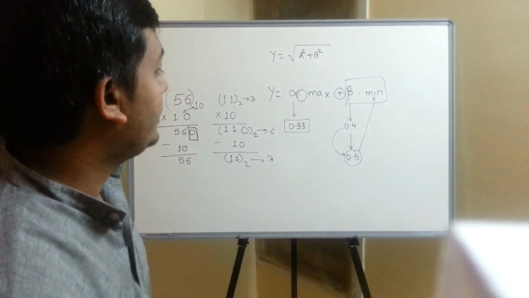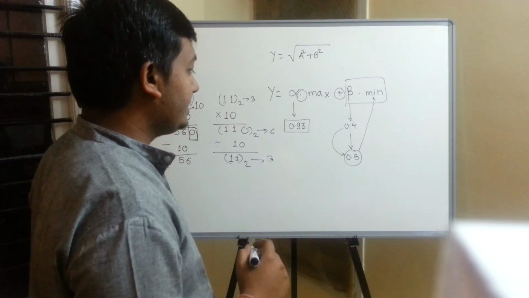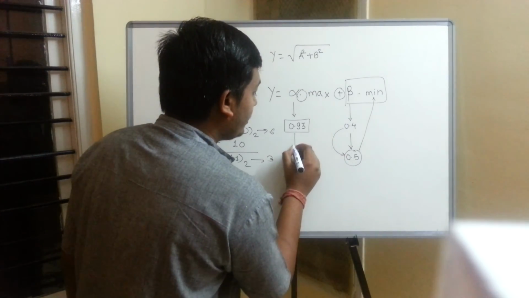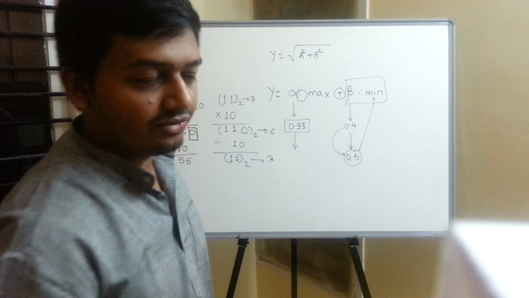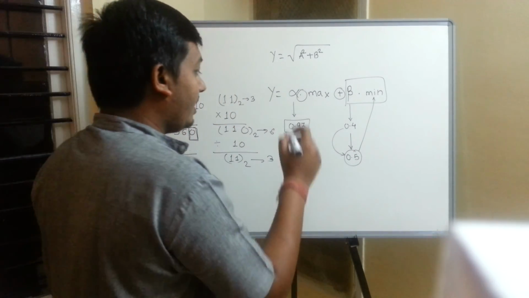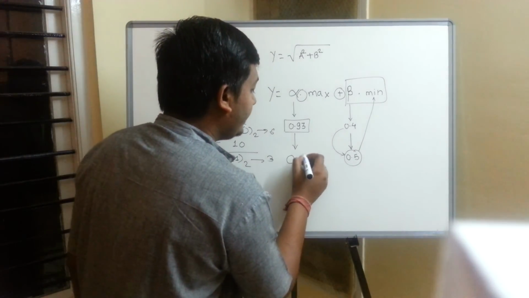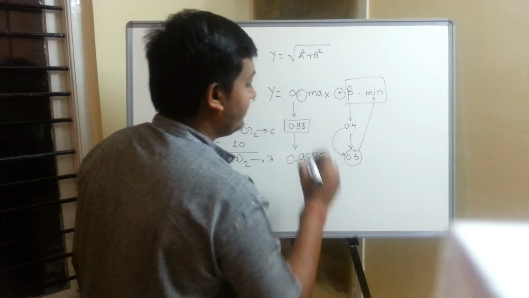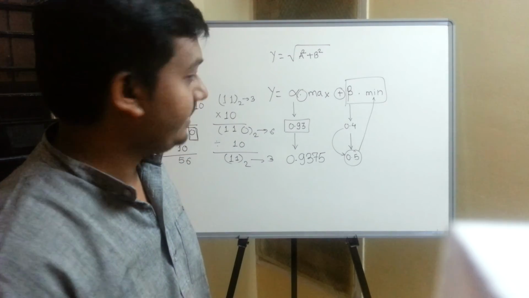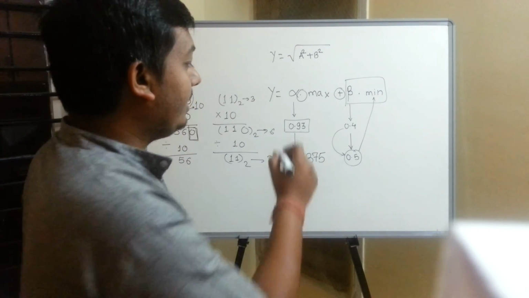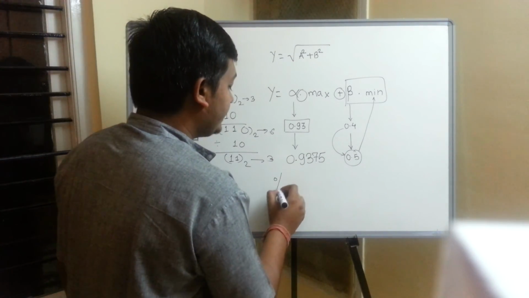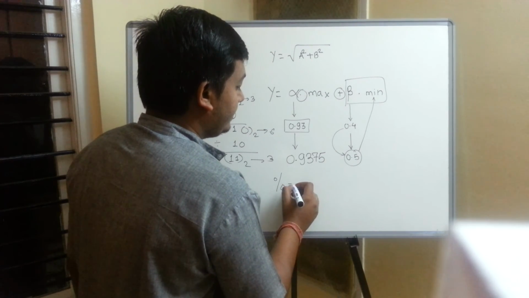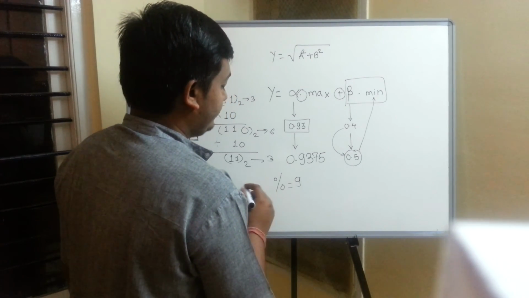After some statistical analysis, I found out that if you want to move from 0.4 to 0.5 for beta, for alpha you have to move from 0.93 to 0.9375. If you implement this, the maximum percentage error is 9.